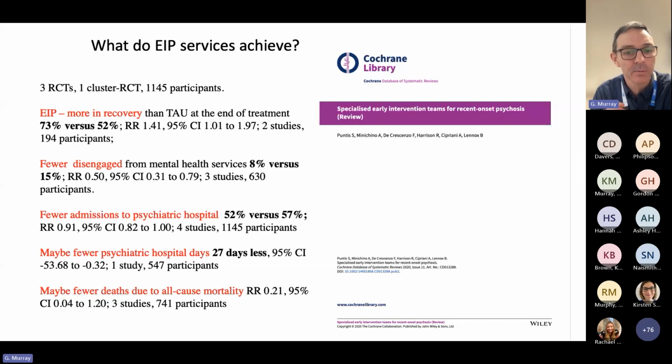So this was a Cochrane review 3 or 4 years ago, looking at the evidence, the trials. There've actually been more trials than this, but as you know, Cochrane have very strict inclusion criteria and so forth. So there were some trials that didn't make it into this review, but the ones that they looked at, they found that EIP results in more recovery than treatment as usual, fewer disengagements, fewer admissions, suggestion of fewer days in hospital, and maybe fewer deaths as well.